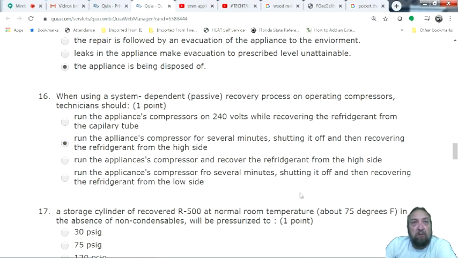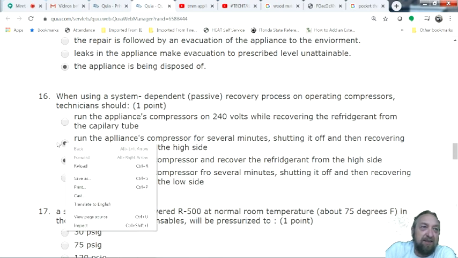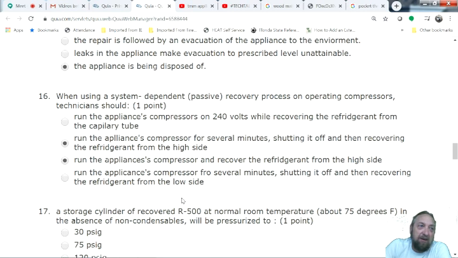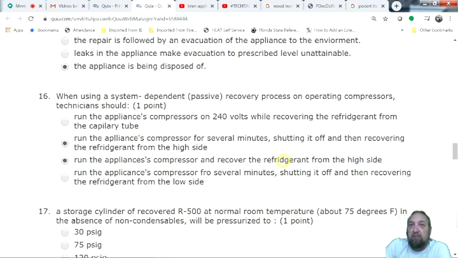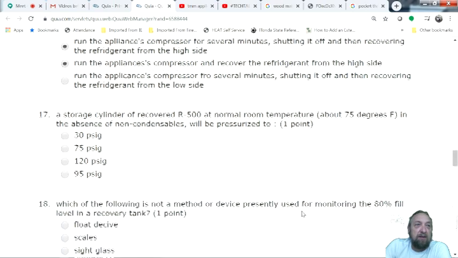Run the appliance compressor for several minutes. You selected the wrong answer, Richard. Oh. Yeah, it is C. I'm sorry. I didn't read it. I just saw run the appliance compressor. Run the compressor and recover from the high side. You don't want to turn the compressor off. It won't allow me to deselect it. Okay. Well, anyways, the answer is this: run the appliance compressor and recover the refrigerant. Another typo. My handwriting is so terrible.